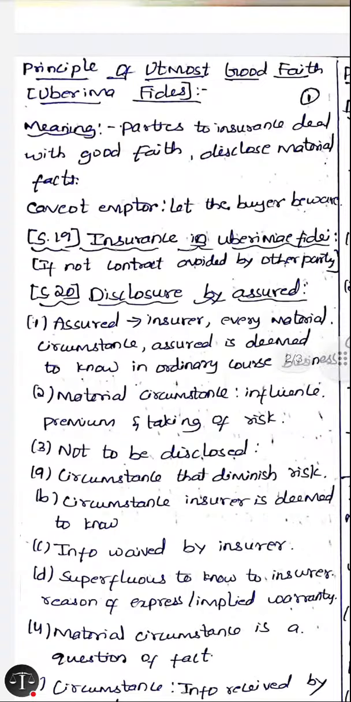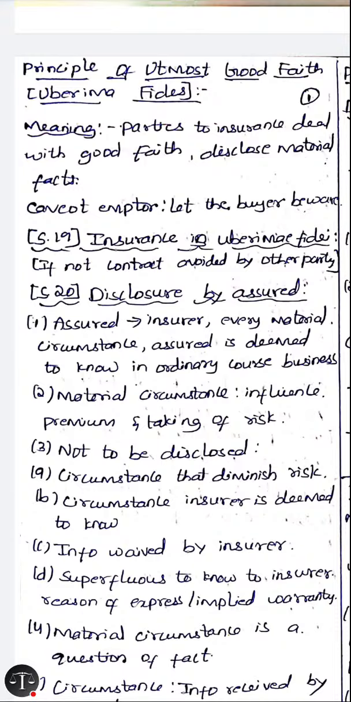So the first principle, the principle of utmost good faith, with the maxim uberrima fides. So what does it mean? It means that the parties to the insurance must deal in good faith, and the parties should disclose all the material facts and circumstances to each other. So both the insured and the insurer should disclose all the material facts and circumstances known to them. This is called the principle of utmost good faith or uberrima fides.